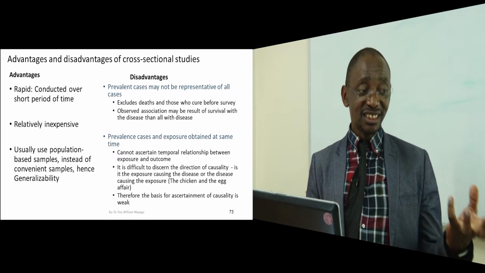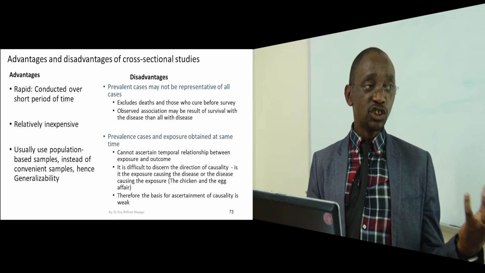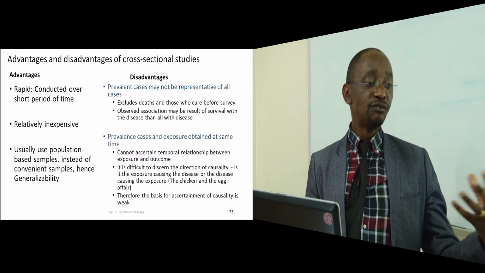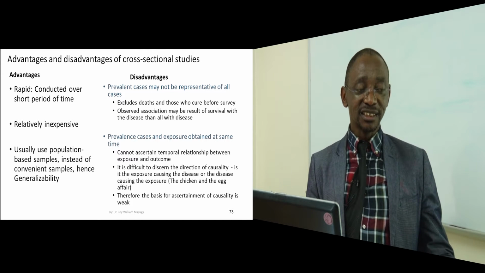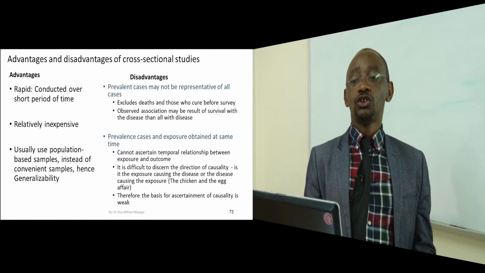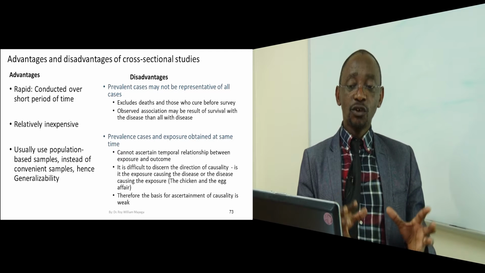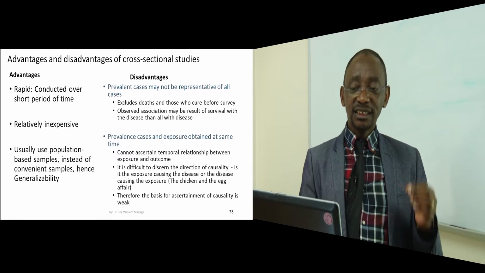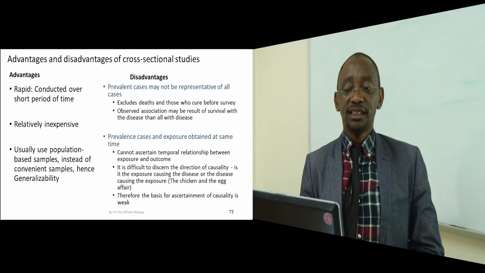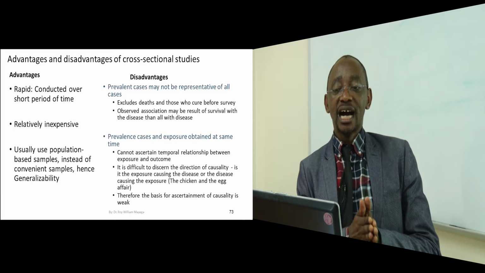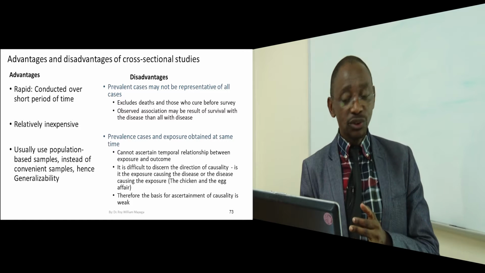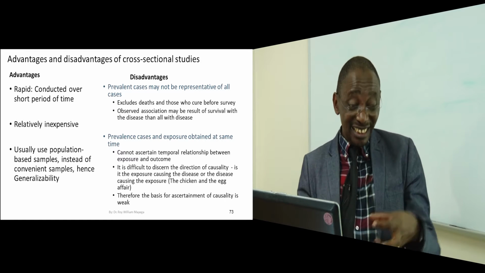So because it's a prevalence study, it gets people with high blood sugar now, but it eliminates those who maybe died very fast or recovered very fast from the high blood sugar and are not prevalent now. So it may not be representative of all cases of high blood sugar. And then the second and very important disadvantage of these types of studies is that the exposure and the outcome, that is the suspected disease and the suspected exposures, are assessed at the same period of time.